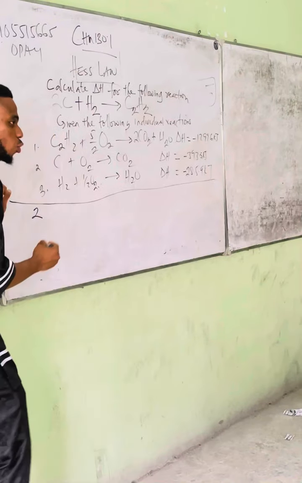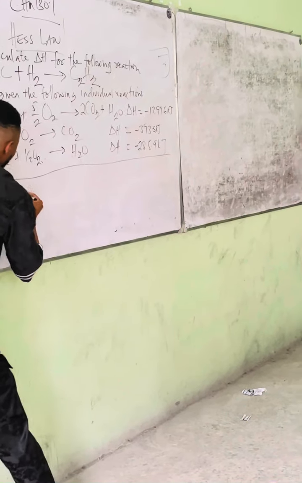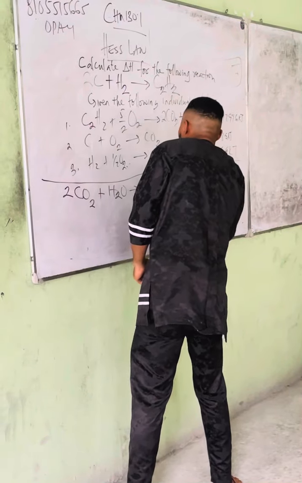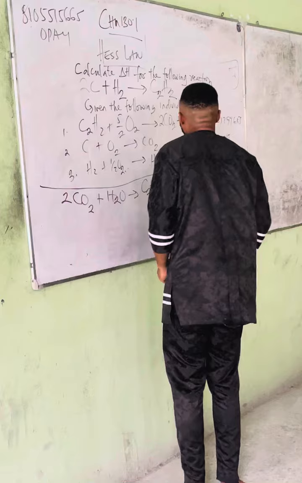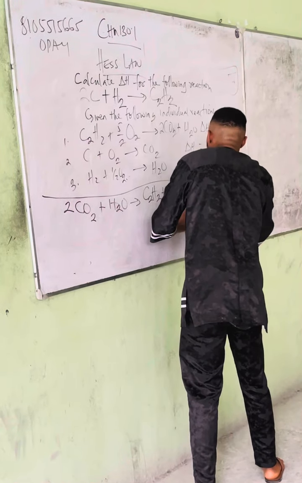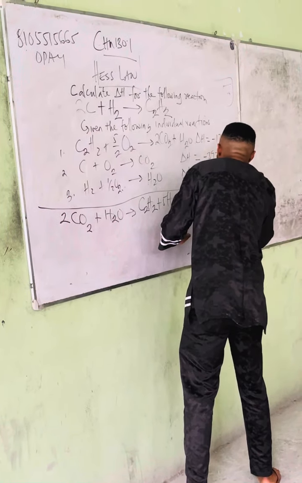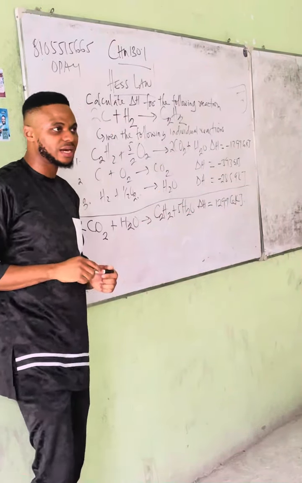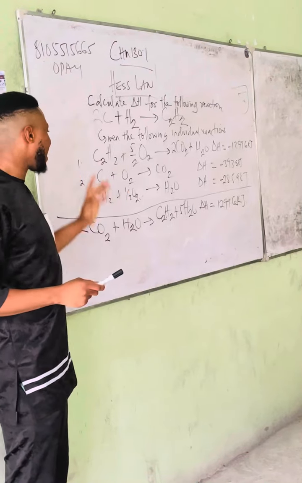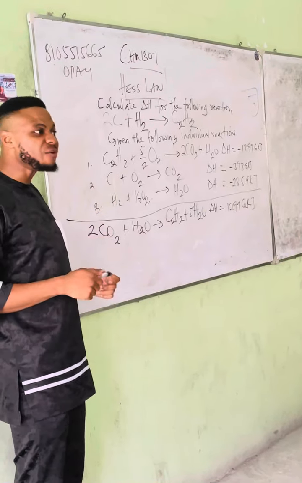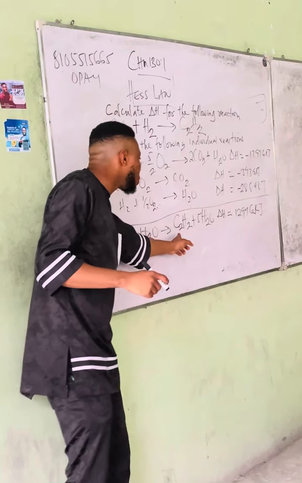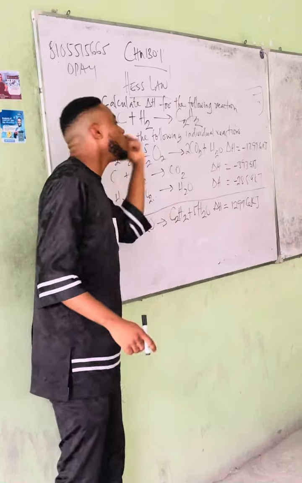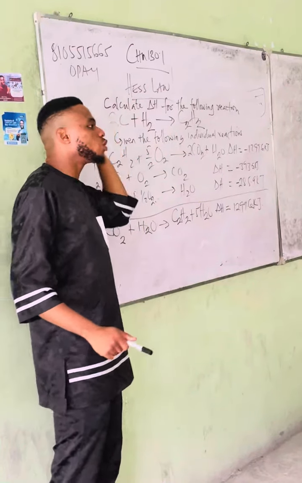So this will be 2CO2 plus H2O to give C2H2 plus 5/2O2. Now delta H will change from negative to positive. So we have 1299.6 kilojoules, whereas before we had minus 1299.6. The reason we changed the sign is because we swapped. If we had multiplied C2H2 by 2, we would also multiply delta H by 2. If we multiply, we multiply delta H. If we divide, we also divide delta H.